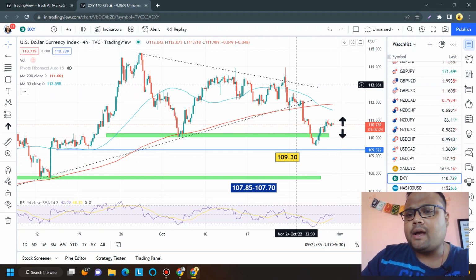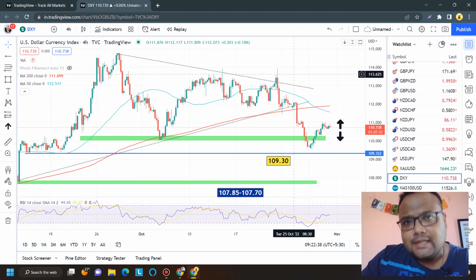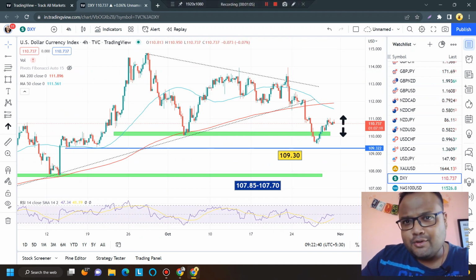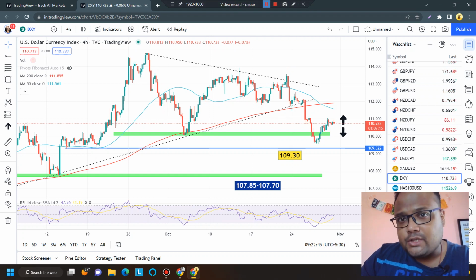If you look at the chart of DXY, you can see that DXY is also not showing any crazy move after the market opening. DXY is still confused right now. We still need a clear move from DXY.